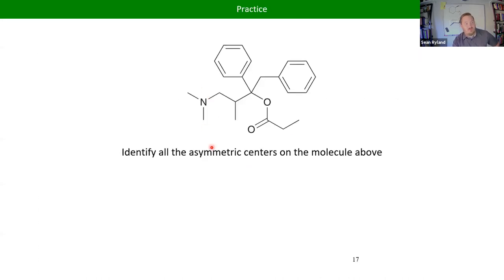So, but let's start by just finding asymmetric centers. So anytime you've got four different things attached to the same atom, and we can immediately eliminate a big chunk of these, right? It can't have four different things attached if you don't have four electron groups. If it's not sp3, you can throw it out.